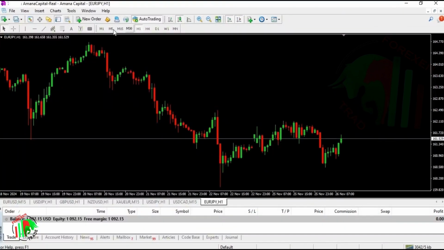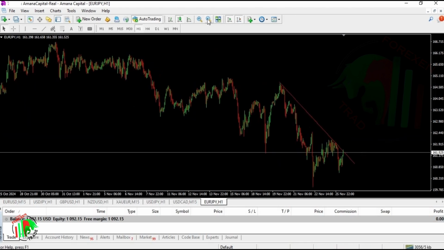Let's trade the Euro-Yen pair. If we draw a trend line lower, you'll see that the price respects this line. Every time it touches the trend line, it drops. So we'll consider this a bearish trend and enter the trade based on the indicator signal.